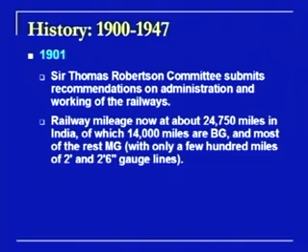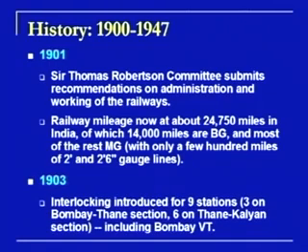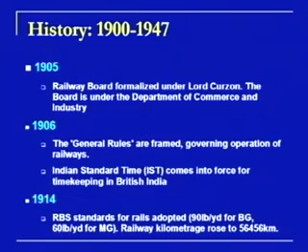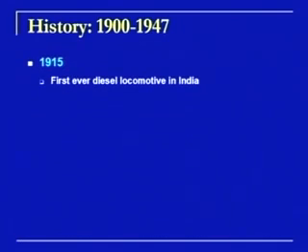Railway mileage kept on increasing and it was 24,750 miles in 1901. Interlocking was introduced. This was the safety aspect which was taken up slowly, and 1903 was the first time that system was provided for a certain section. The Railway Board, the main board controlling the total operations and policies of the railways, was formalized in 1905. Then the general rules were framed and Indian Standard Time came into force in 1906. The British system standards were adopted so as to keep on constructing the Indian railways and their tracks.